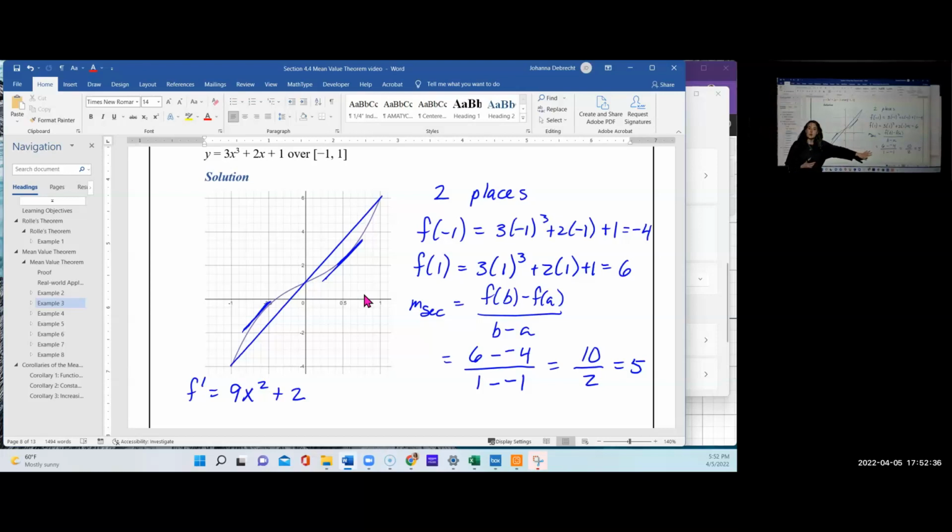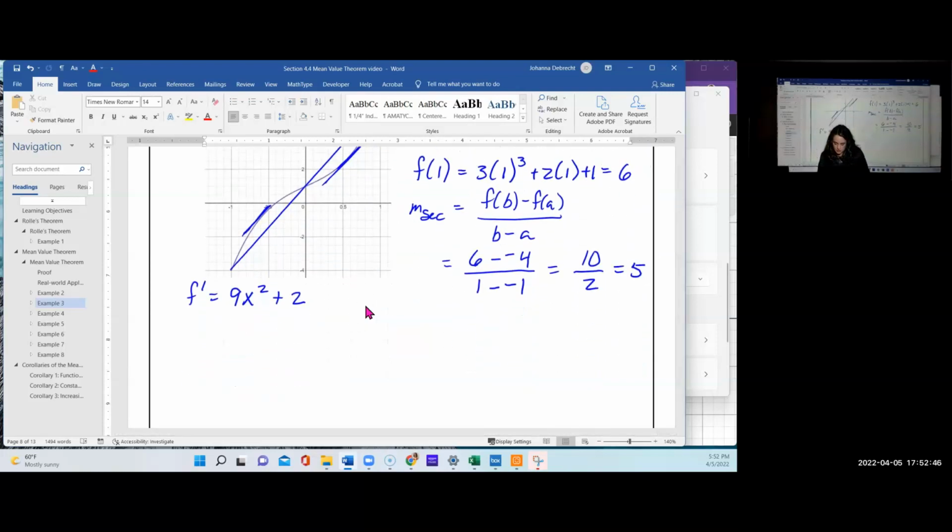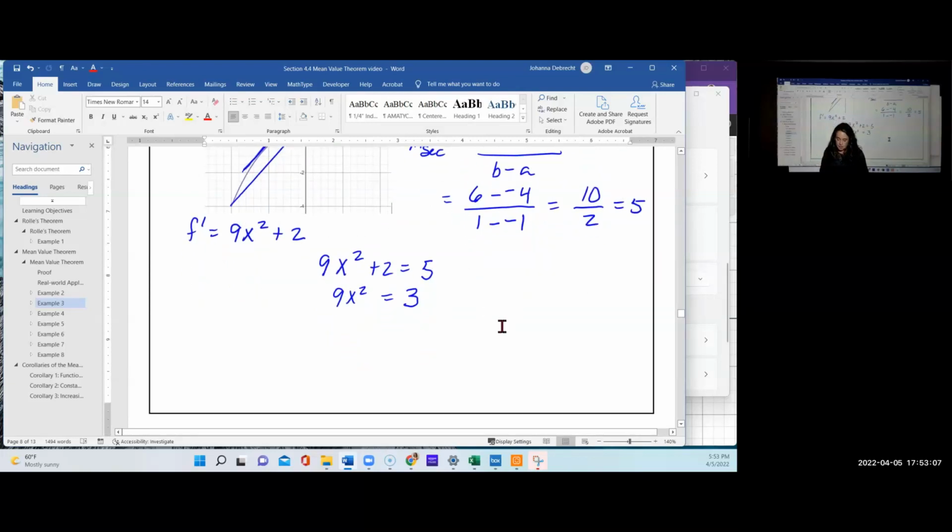Now this has to equal 5, that place where the slope of the tangent line equals the slope of the secant line. So now I'm going to connect these two and set them equal to each other. So I have the slope of the tangent line, the derivative, equal to the slope of the secant line, the 5. And this gives me that 9x squared is equal to 3 when I subtract the 2 from both sides. Then I can divide both sides by 9, and 3 over 9 would give me x squared equal to 1/3.